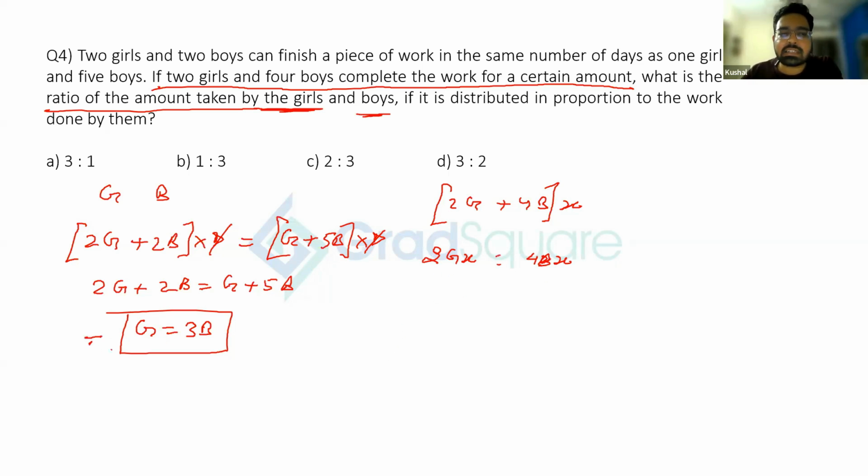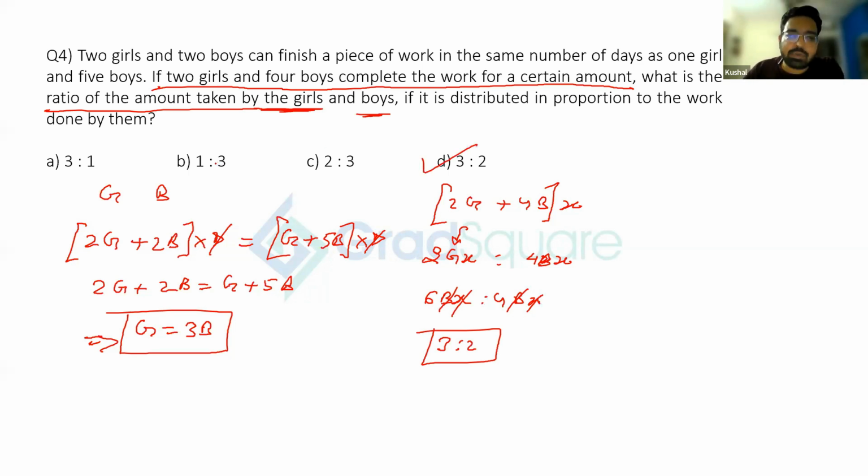And a girl is thrice as efficient as a boy. So take this value of G and replace it with B. You will get with 3B, you will get what? 6BX is to 4BX. X will get cancelled out, B will also get cancelled out. The ratio should be 3 is to 2. Option D, 3 is to 2 should be the answer, right?